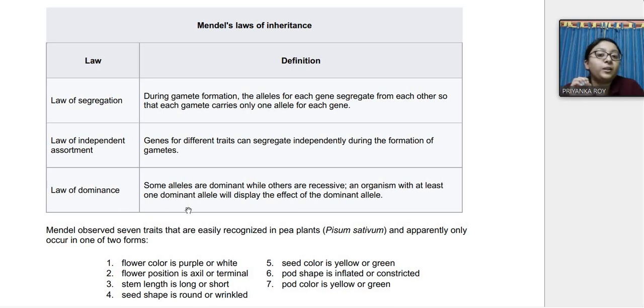And the law of dominance says that when two alleles are together, one will always be dominant and the other is recessive. Therefore, when they both express, only the dominant allele will have the phenotypic expression. The other allele will be recessive, and it will not be expressed in the heterozygous condition. So this is known as law of dominance. So these laws were given by Mendel, and these are known as laws of inheritance.